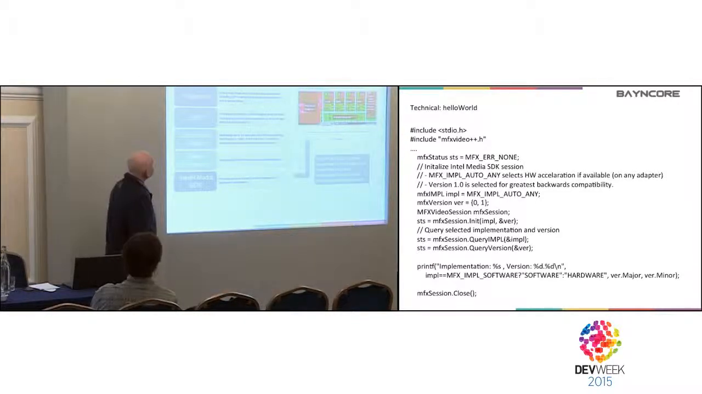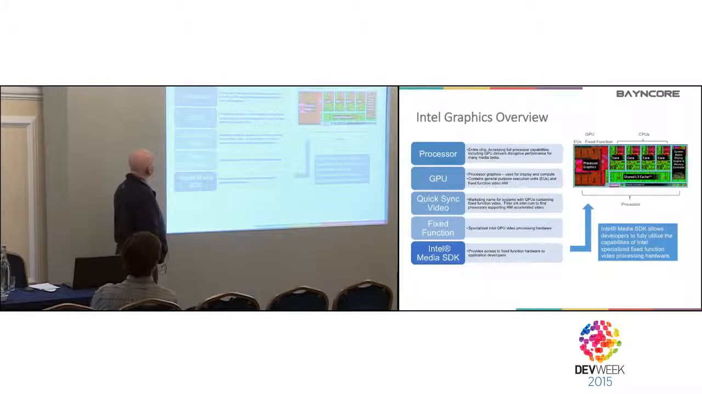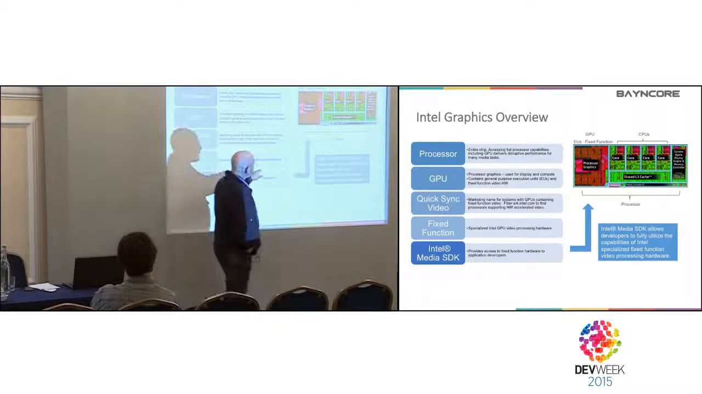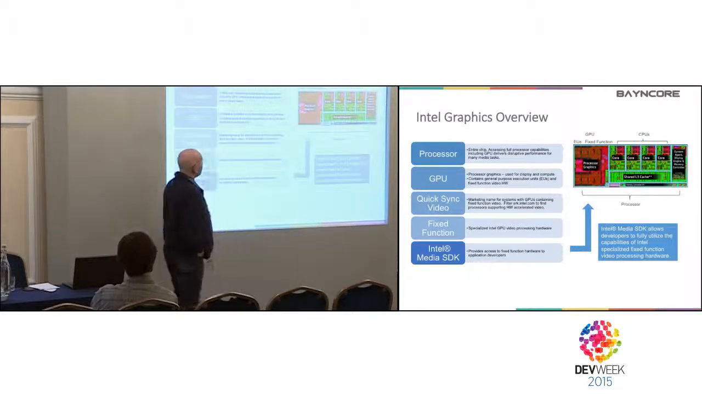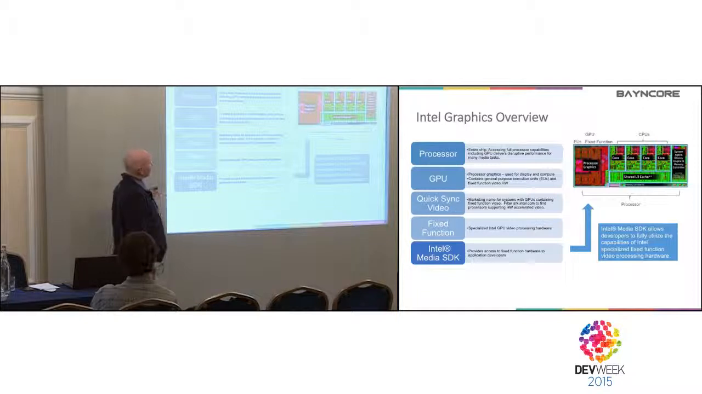Okay, so what is the Intel graphics overview? Well, obviously you've got the processor, the GPU. You've got fixed functionality in the graphics unit. So yeah, the Media SDK allows you to get direct access to this part of the thing. The transcode stuff means that you can not only process stuff on the GPU, you can also process stuff on the CPU, so then you can transfer information between the two.